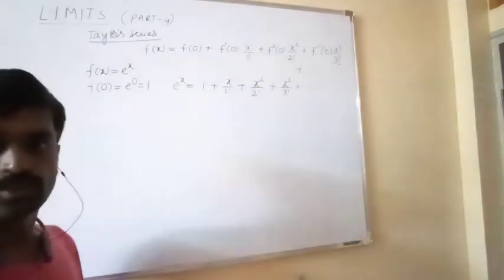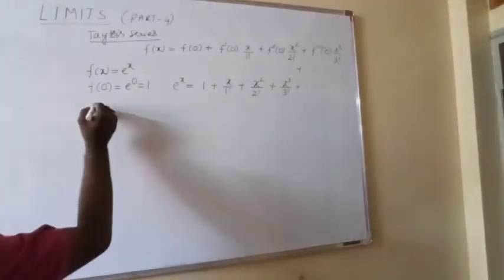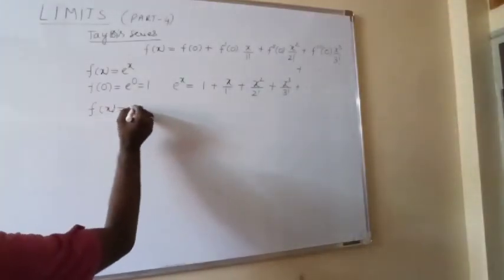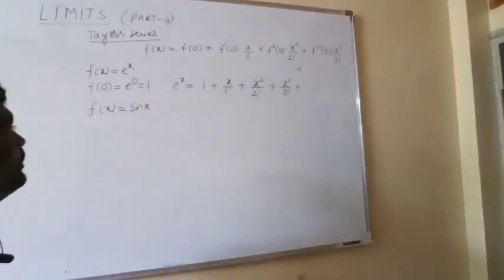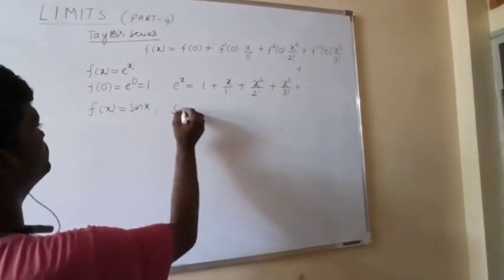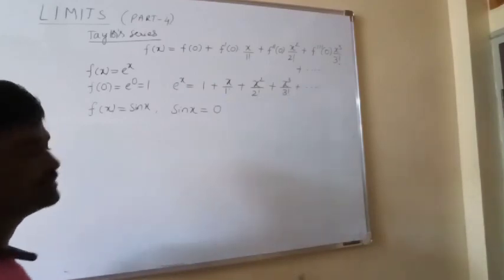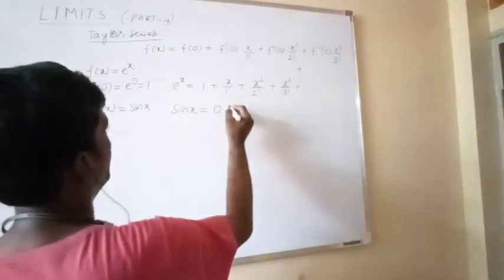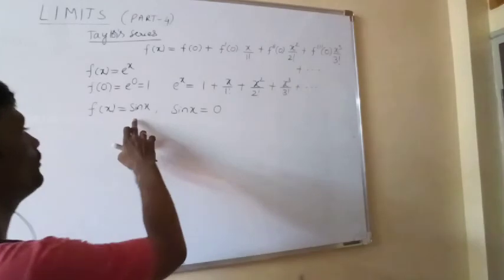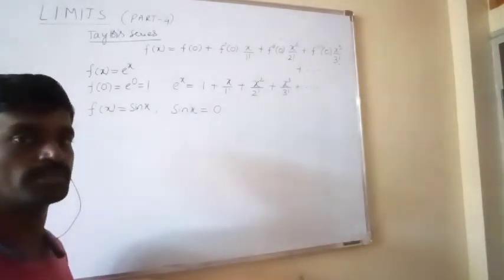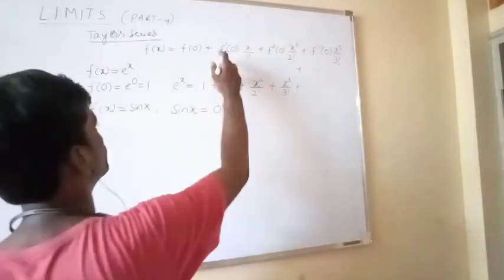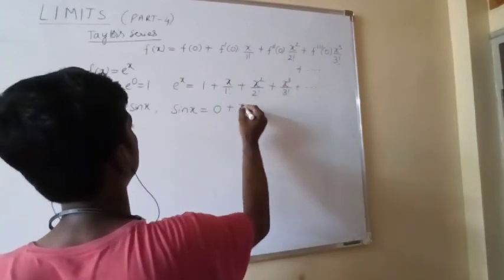Even if you want, you can put f of x as sin x, because sin x is also continuously differentiable. So sin x is equal to f of 0, which means sin 0. Sin 0 is 0. Next, f dash 0. For f of x equal to sin x, f dash x is cos x. Cos 0 is 1. So 1 into x by 1 factorial.